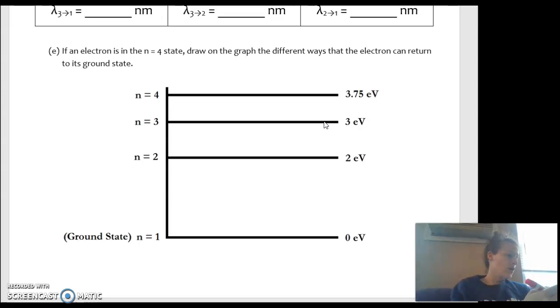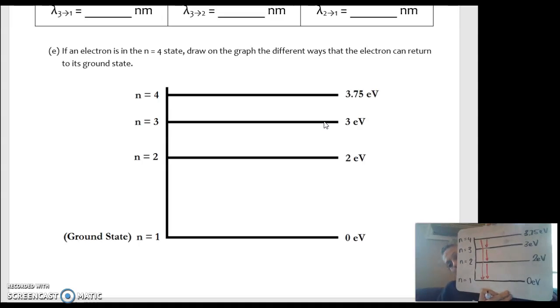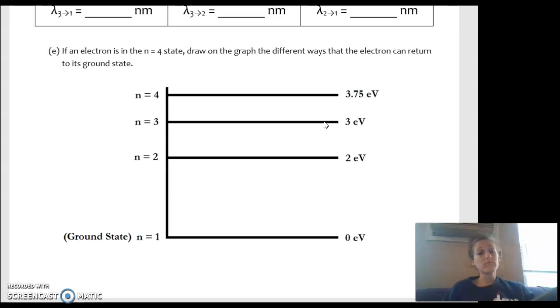That's the first emission of energy that it could have. It could also go from n equals 4 to n equals 3, n equals 3 to n equals 2, n equals 2 to n equals 1. There we go. That's 3 more energy emissions that it could have. It could also take n equals 4 and then n equals 3 to n equals 1. It could take n equals 4 to n equals 2, then 2 to 1. Am I missing any? I think that's it. So it looks something like that.